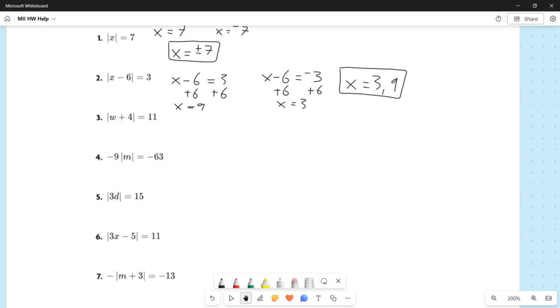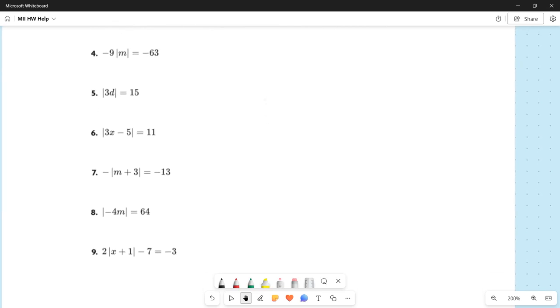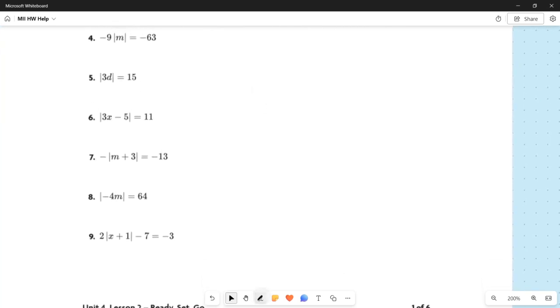The next assigned question is number 4. For number 4, we have negative 9 times the absolute value of m equals negative 63. Before I deal with the absolute value, I want to get the absolute value by itself. I want to isolate it, so I have just the absolute value of something equals something else, right? So I have to deal with this negative 9 first, and because it's being multiplied, I want to divide everything by negative 9.